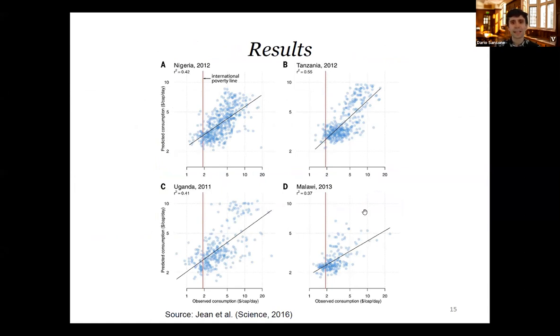And as you can see in this picture, the results are different in different countries. On the y-axis, you have the predicted consumption, the y-hat. And on the x-axis, you have y, the observed consumption. And the R-squared is quite high across all countries and is higher than just using survey data. And so this paper was published in 2016. They tried to predict both consumption and wealth and obtained very similar results.